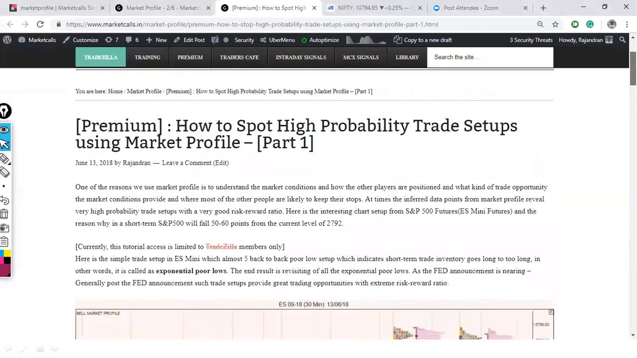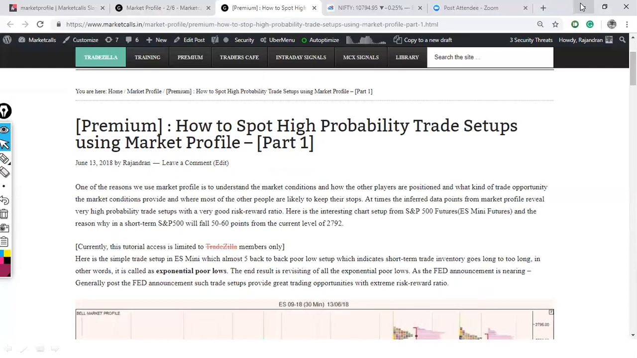But these kinds of setups will happen in stocks also. Stocks also represent the same thing. The only thing is that you have to look with the optimal TPO size. If you use a bigger TPO size, you will get poor lows everywhere. So don't. We are looking for very precise, pinpoint poor highs or poor lows. That is where we say that short-term presence is there. That is why you have to look at an optimal TPO size.